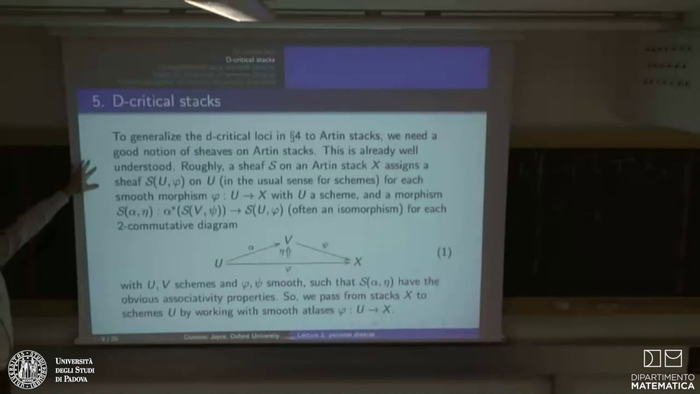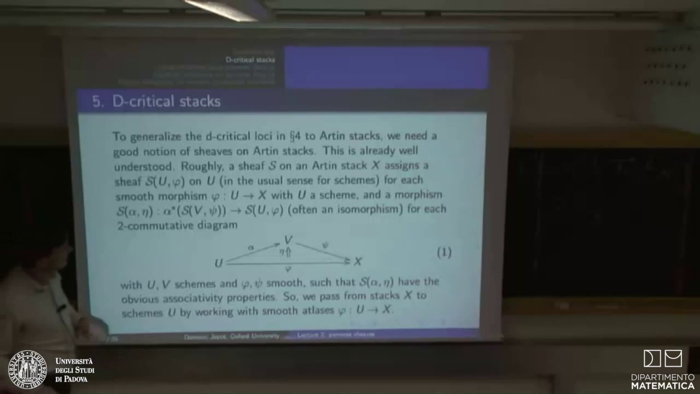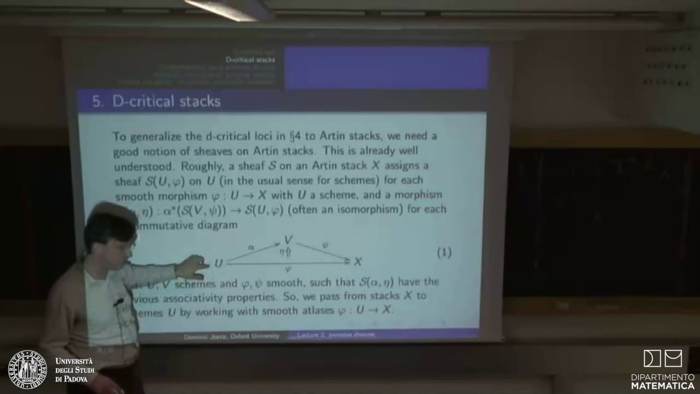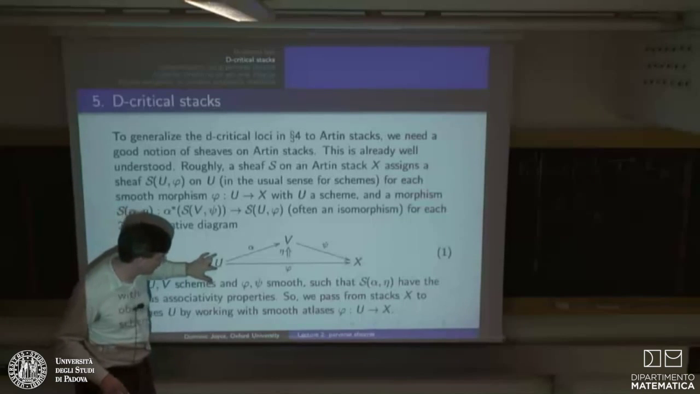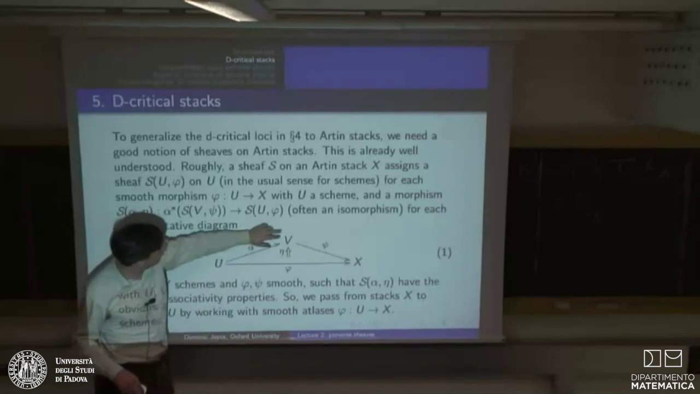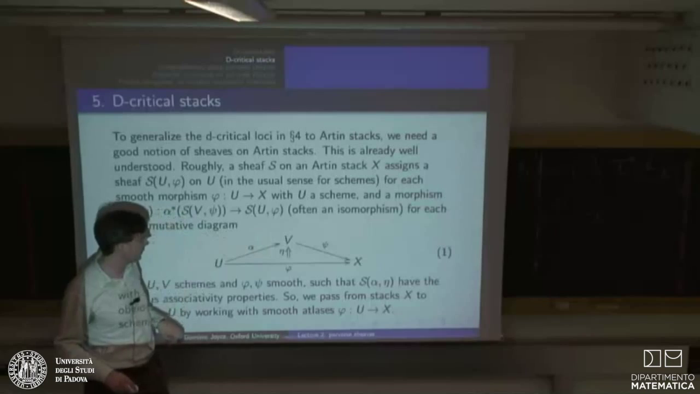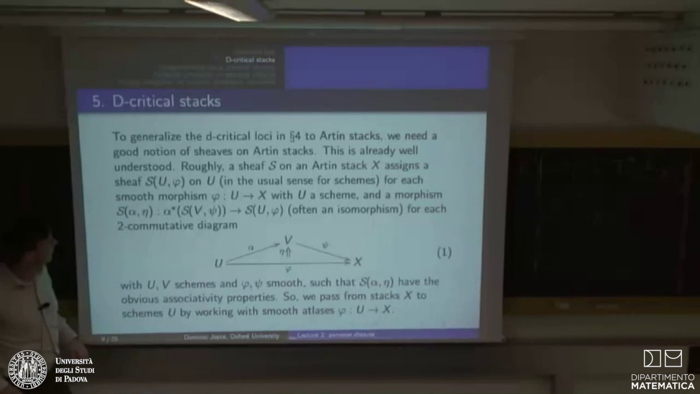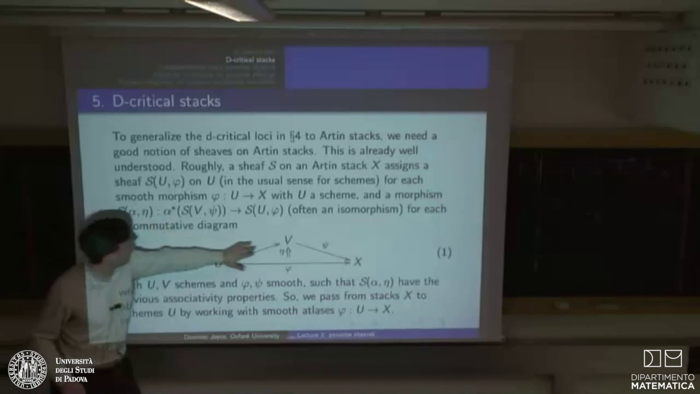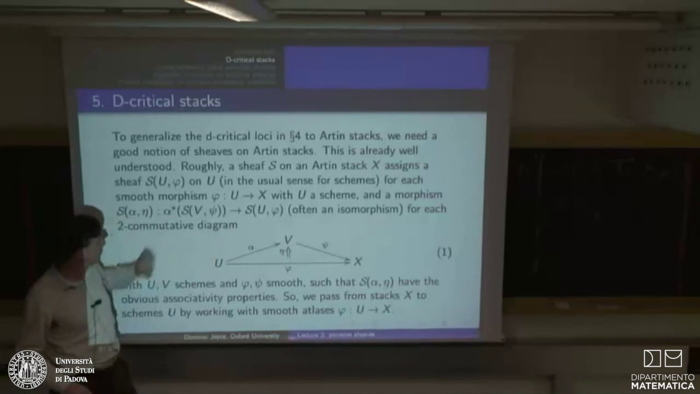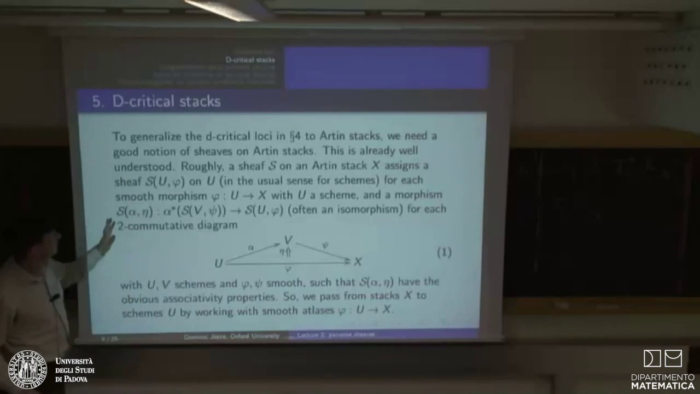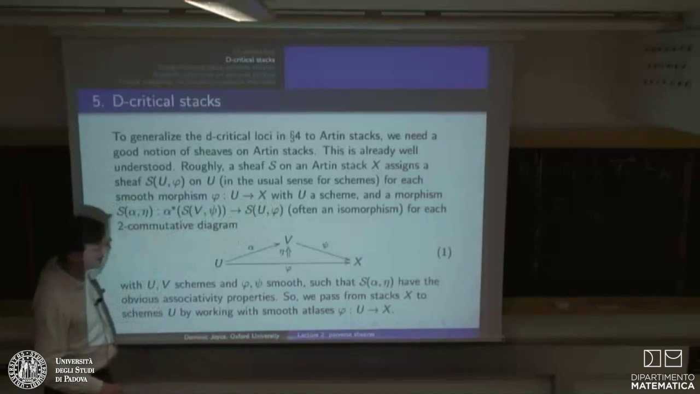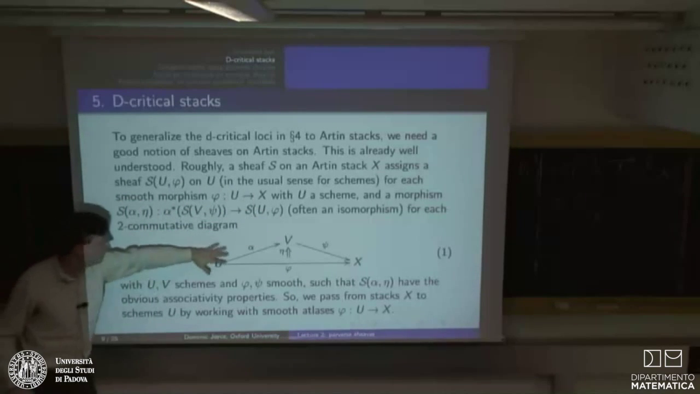Okay, so a sheaf S on X assigns a sheaf on U for every scheme U with a smooth morphism to X, and a morphism, whenever we have a triangle with U and V schemes, phi and psi smooth maps, alpha doesn't have to be smooth, eta a 2-morphism of stacks, then you want a pullback morphism S(alpha, eta), taking the pullback of the sheaf on V to the sheaf on U, mapping in there, and quite often this is required to be an isomorphism. For instance, if alpha was smooth or whatever.